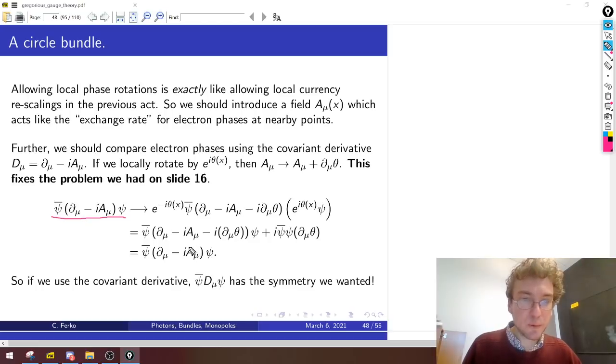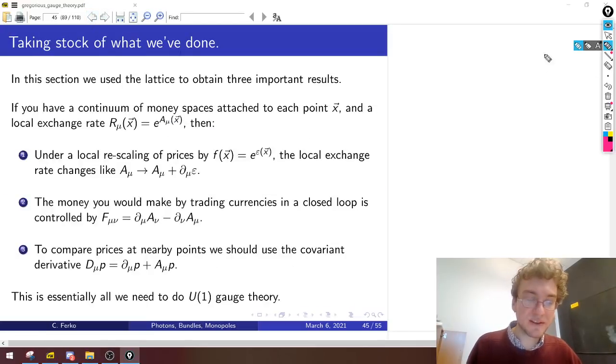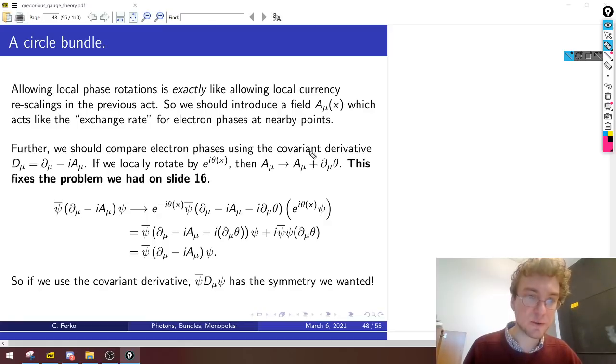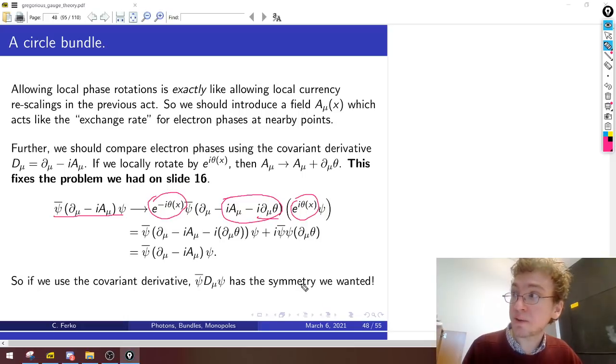Then we recall that when we do a gauge transformation, both the electron phase changes, but also A changes by a derivative. That's the missing fact. If I do a gauge transformation, I need to both replace the electron by e to the i theta of x times the electron, and I need to change A. The fact that A changes under a gauge transformation is just the fact that if I rescale currencies, the exchange rate has to change. So under a gauge transformation, two things happen. One, the electron phase changes, and two, A shifts by a derivative. And the extra shift by a derivative exactly cancels the junk. So that fixes it. Now this thing has the symmetry we wanted.